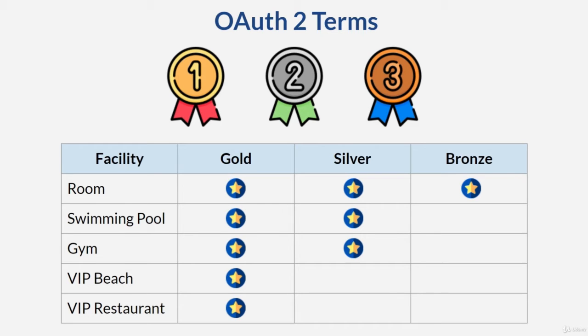The hotel also provides vacation packages. Depending on the package, you can access certain facilities. These facilities are called scopes in OAuth 2 terms. It means, depending on your access token, you can only access certain scopes. For example, read only certain data, or the ability to read all data but with limited create data capabilities.